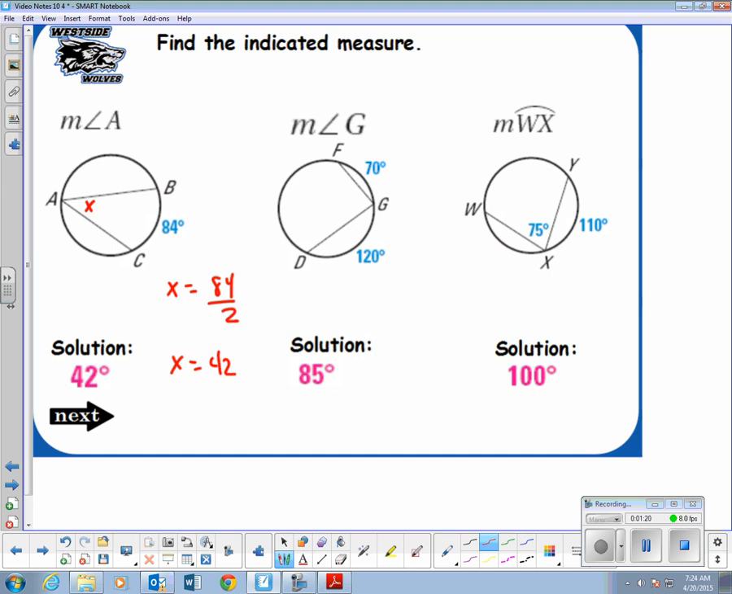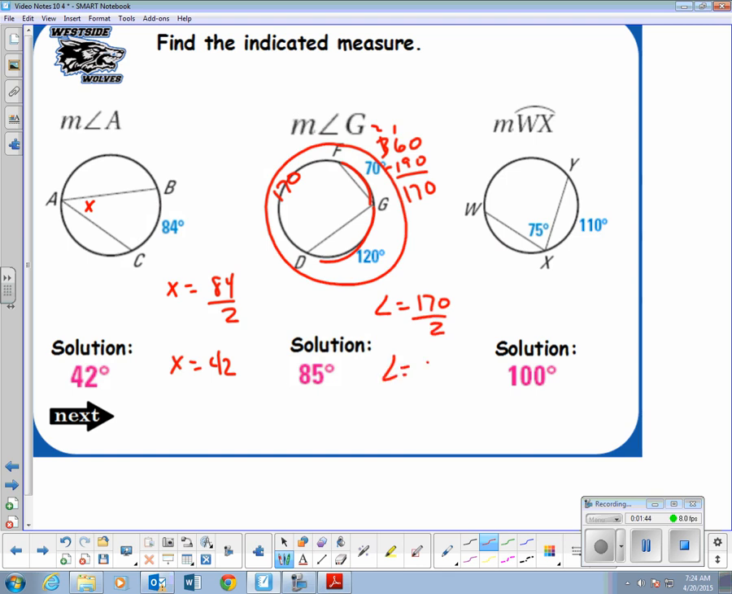Here we know a whole circle is 360 degrees. So 360 minus the 190 that I have for these two red arcs here leaves us 170 left for this arc right here. And so the angle, which we don't know, is equal to the 170 degree arc divided by 2, which gives us the angle is equal to 85.